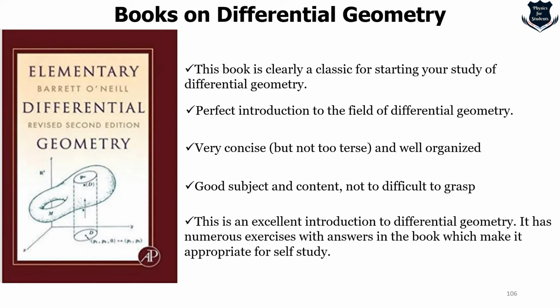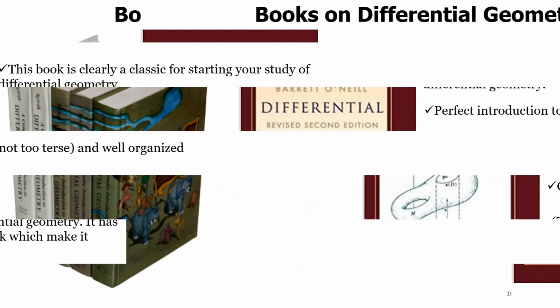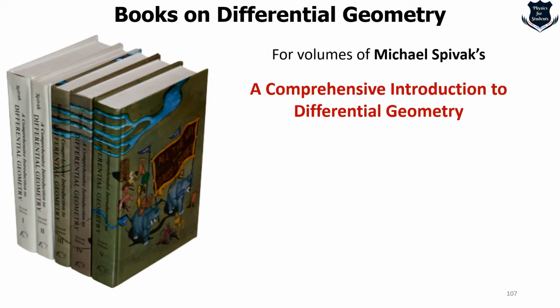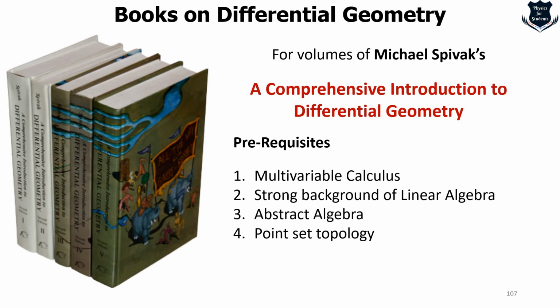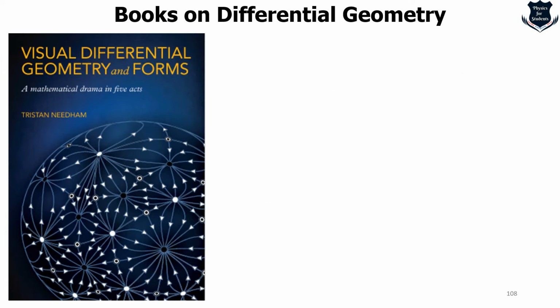Remember, it's just taking an introduction because it is assuming only calculus, and it has got many exercises which makes it appropriate for study. I won't speak of this because you all understand this is the famous Michael Spivak's 4-volume Introduction to Differential Geometry. Prerequisites: multivariable calculus, strong background of linear algebra, abstract algebra, and point set topology. So it is very dense, very mathematical. I just thought that I should give you an idea of this.